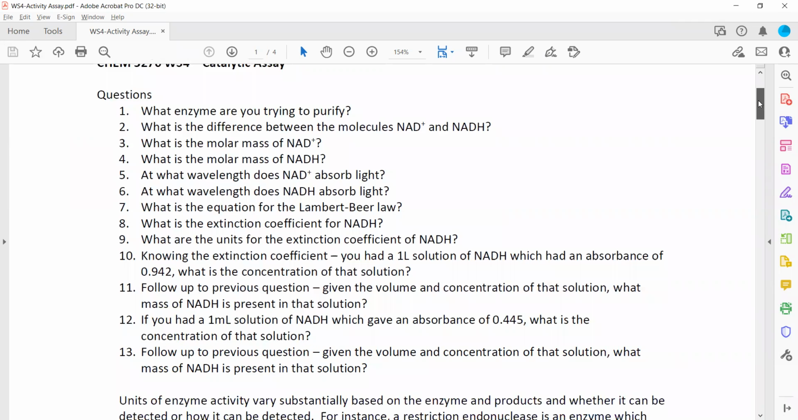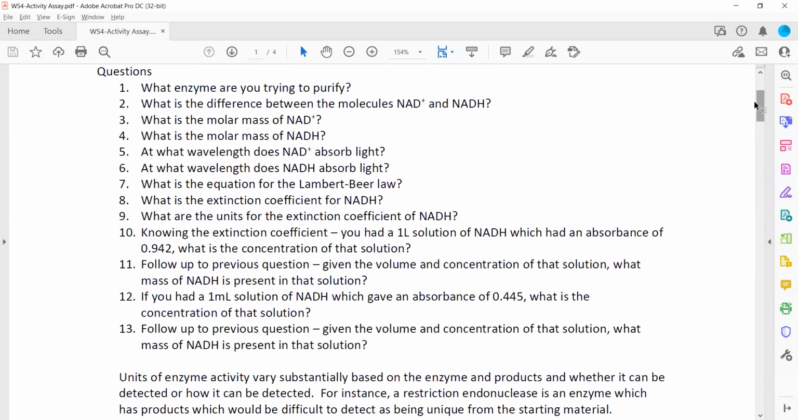This is all dealing with our enzyme lactate dehydrogenase, which is what we're trying to purify, and our product that we're observing the production of, NADH. So I just want you to walk through some of those questions and answer them. You can answer them on a separate piece of paper. However you'd like to answer them, please do so.